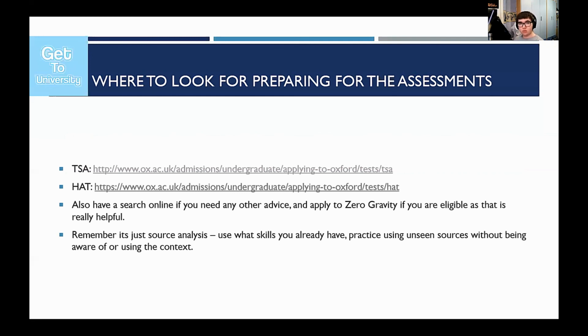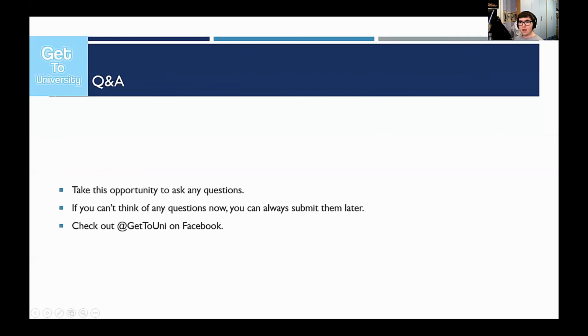Practice using unseen sources. Another really important thing to say about the HAT is, I think on the HAT page on the Oxford site, they share a YouTube video, and it's a tutor at an Oxford college with three of their first year students who sat a HAT paper. They talk through the paper they actually sat and their ideas, and the admissions tutor says what they're looking for. So that is a really good thing to watch.